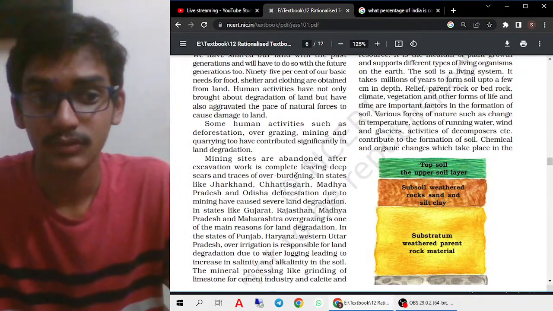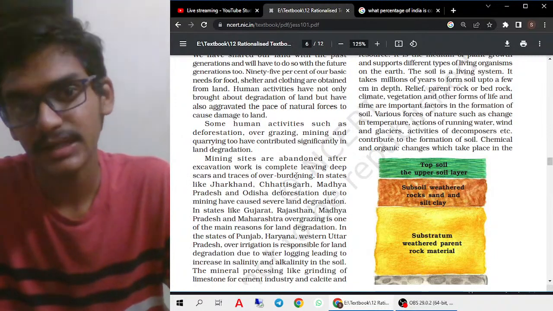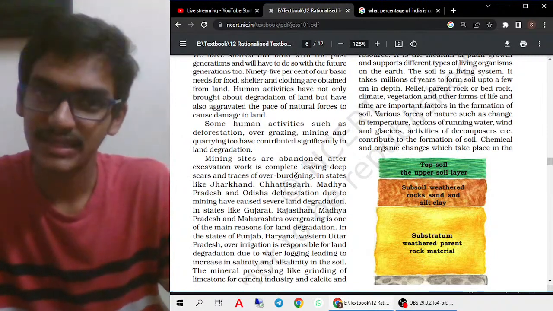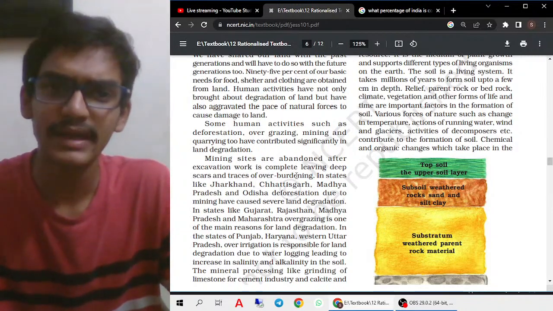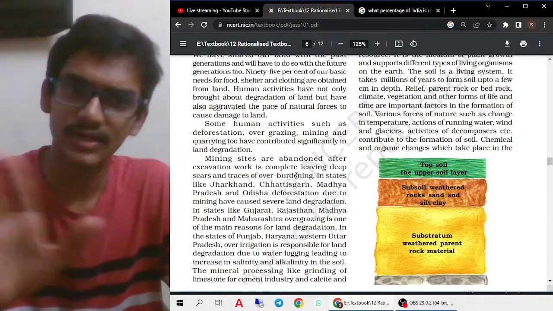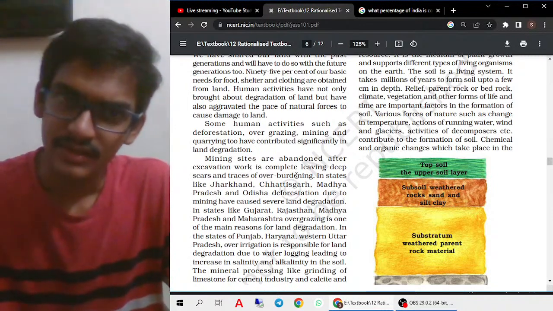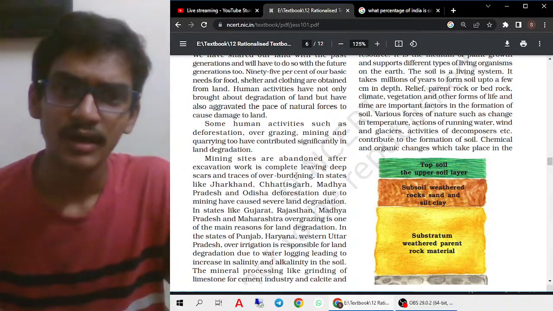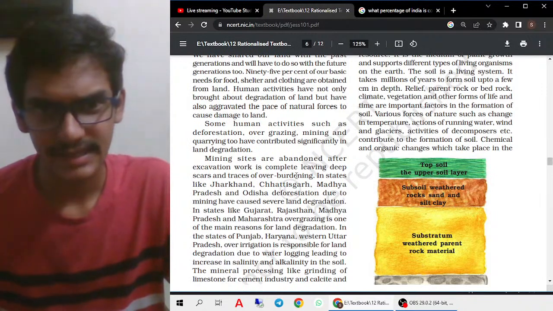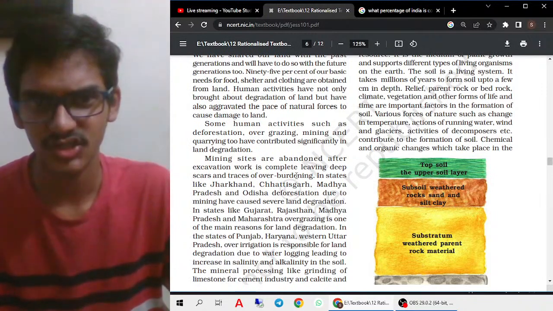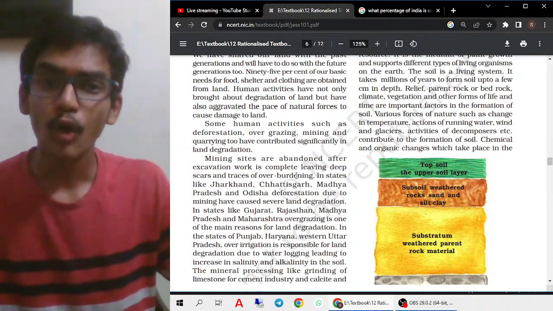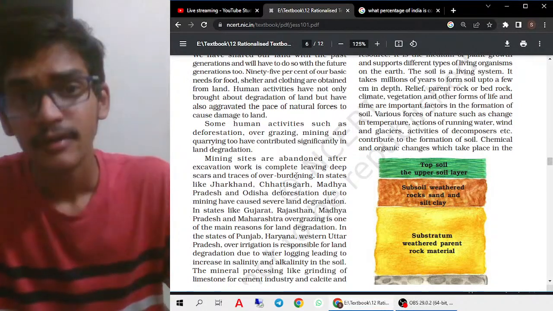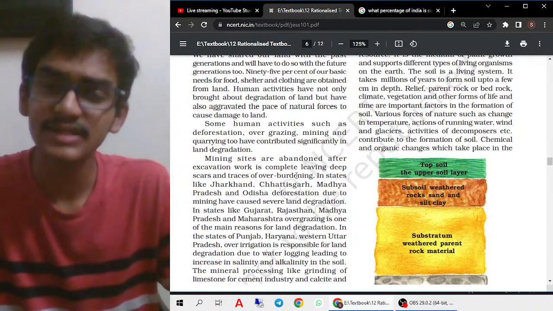Then mining also. Mining sites are abandoned after excavation. For mining, first they cut the trees around that area, they build roads, and they build industries around that particular area. So first, it causes deforestation. Next, it kills the wildlife, because the insects and birds all live on the trees.